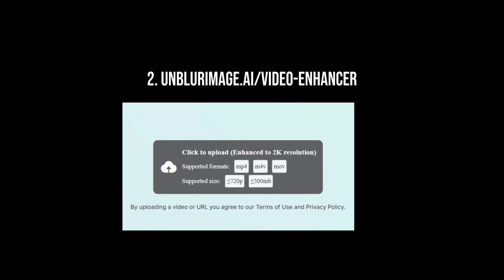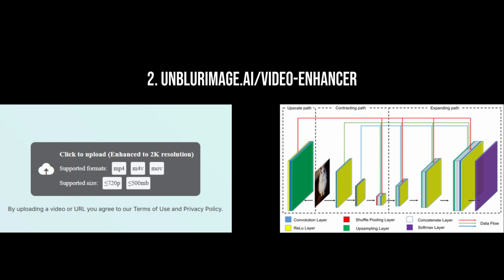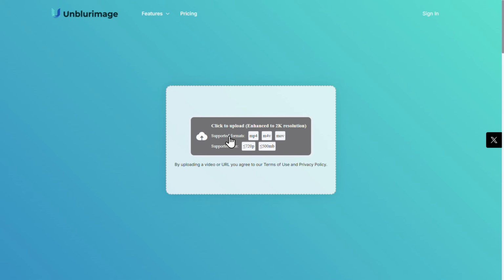The next one is from Unblurimage.ai and Video Enhancer, and here you can use longer videos up to 500 megabytes. It uses neural networks to analyze the pixels, then looks for patterns or noise or blur and mathematically guesses what a sharp version would look like. So we can upload the file and it will be enhanced to 2K resolution.